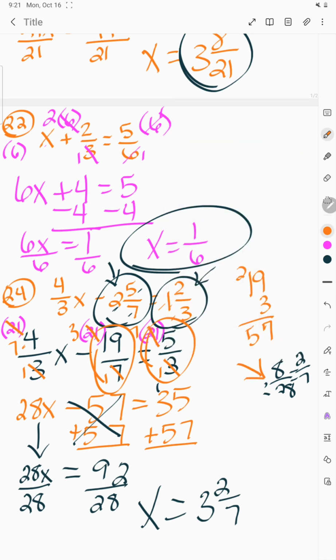But that 8 over 28 has a number in common, which is 4. So 4 goes into 8 2 times, and 4 goes into 28 7 times. So my final answer is 3 and 2 over 7.